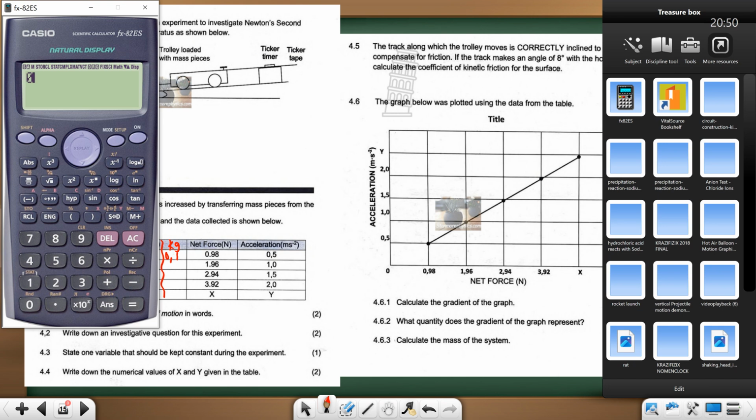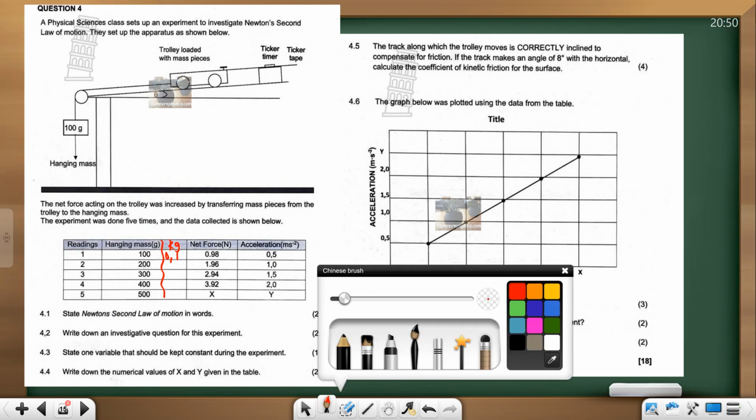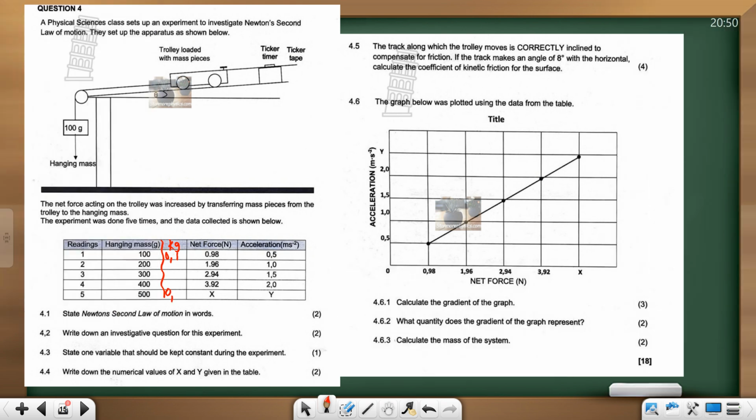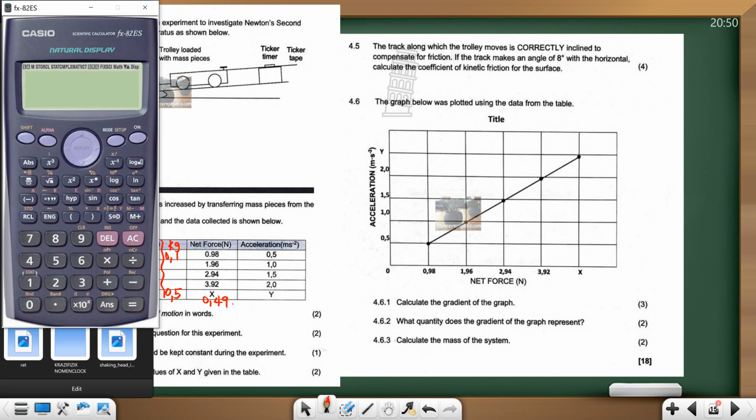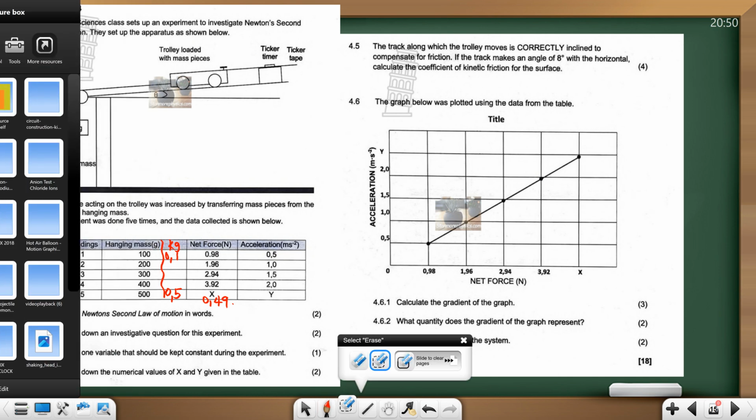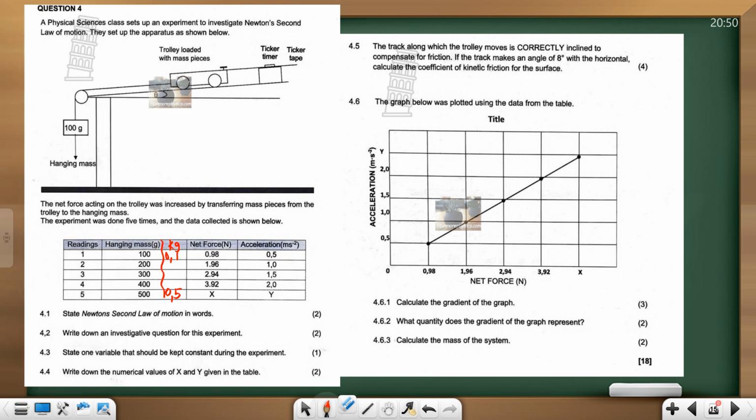In physics, we always work in kilograms. Do you see that? So it means this one as well would be what? 0,5. And what is 0,5 times 9,8? That would give us 0,49. Oh, no, sorry, 4,9. Because it's increasing.